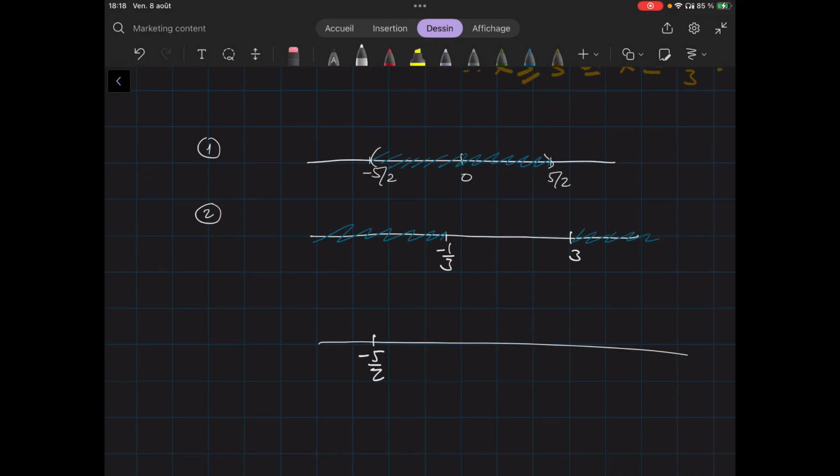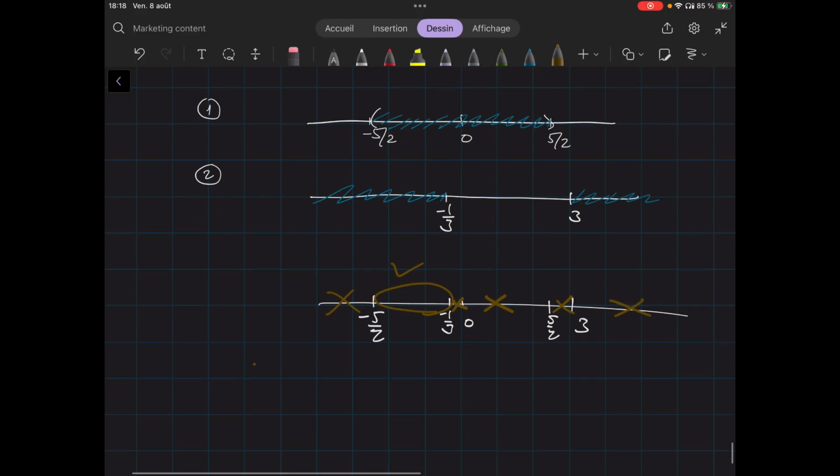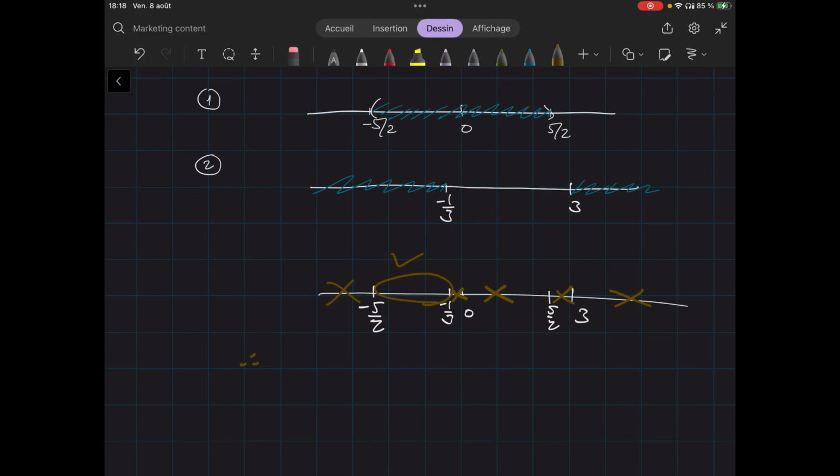Negative 5/2, negative a third, 0, 5/2, 3. Not this interval. If it is between negative 5/2 and negative 1/3, this is good. Between negative 1/3 and 0, no. Between 0 and 5/2, no. Between 5/2 and 3, no. And after 3, no. Therefore, the only interval that we can accept is between negative 5/2, strictly less than x less than or equal to negative 1/3.